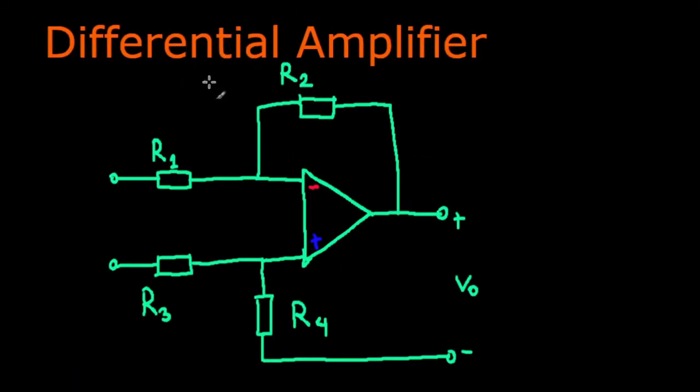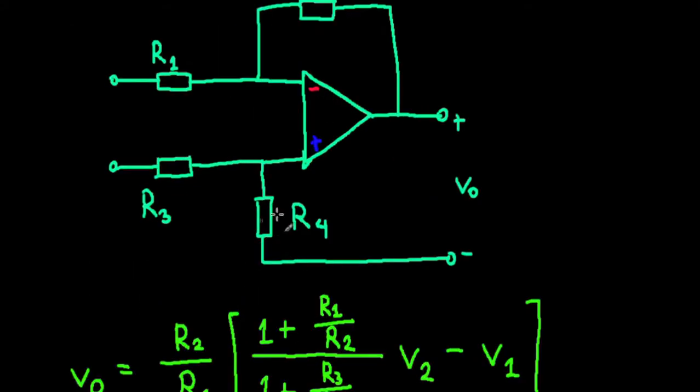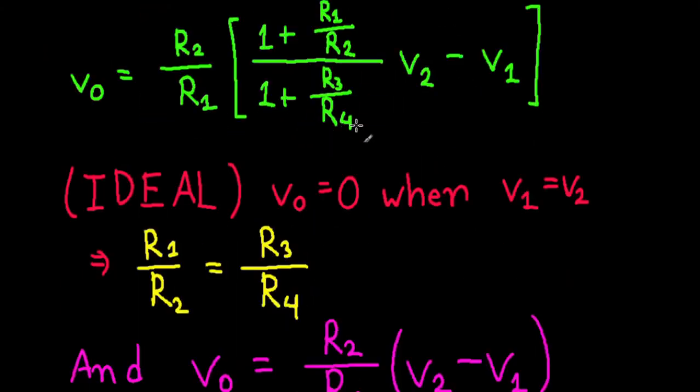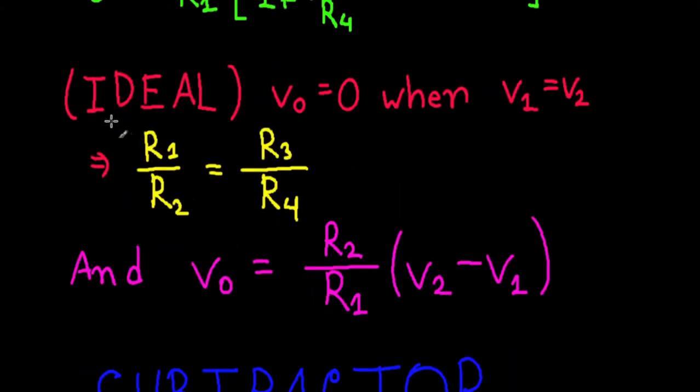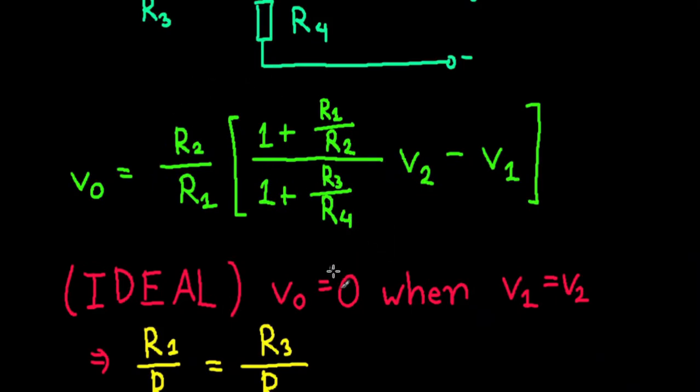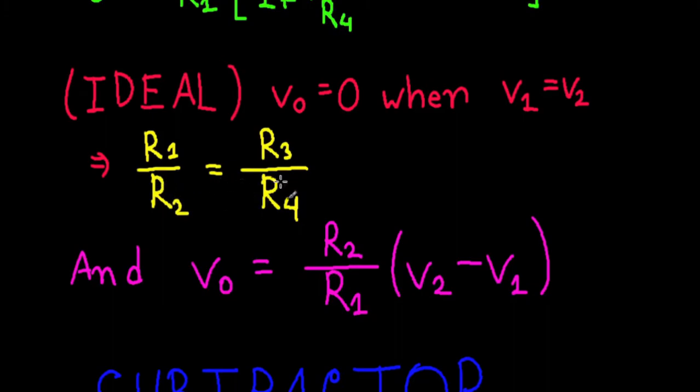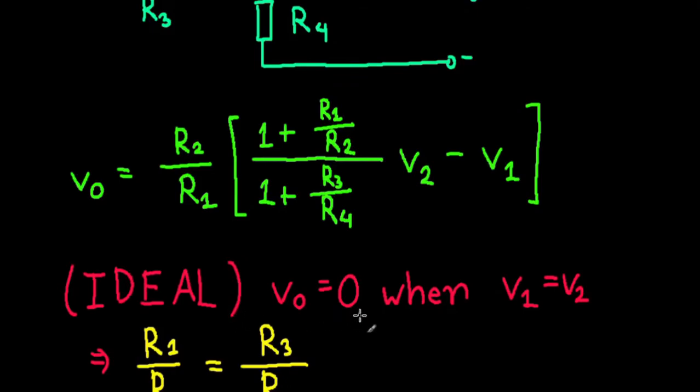So for our differential amplifier, this was the structure, this was the circuit, and this was the formula for the output in the general case. A lot of people would say the ideal case is when both of your supply signals are equal, your output has to be zero. In that case, we saw that the ratio of R1 and R2 has to be equal to the ratio of R3 and R4, and the formula becomes V output equals R2 by R1 multiplied by V2 minus V1. So that's the ideal differential amplifier.